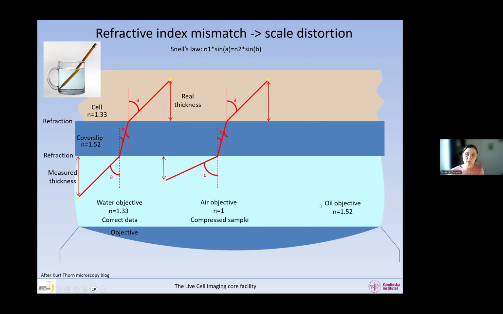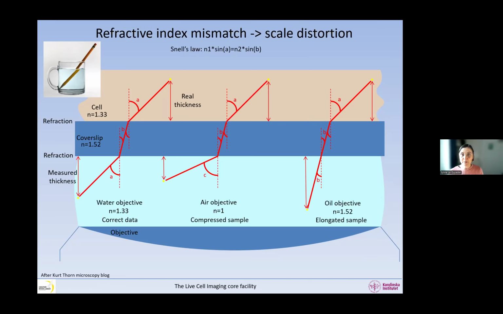Now, if instead we use an oil objective with a higher refractive index than the sample itself, we get the opposite. Because here and here we have no refraction, since they have the same refractive index, it just goes straight. So what we are getting is that we are measuring a distance that is much longer, and the sample is going to look elongated.